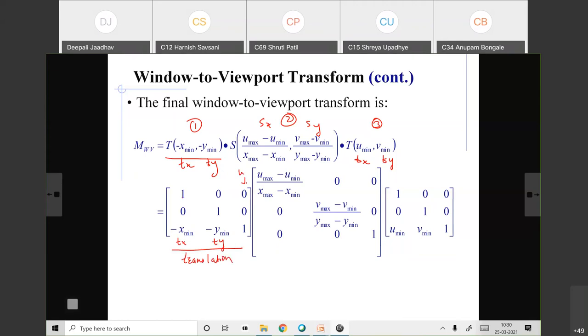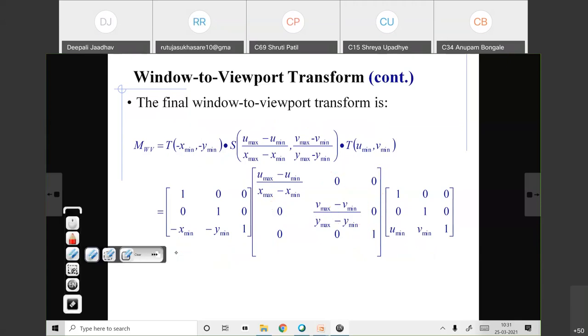Similarly, in the third step also we are going to perform the translation. So u min and v min are the values of tx and ty. And the scaling matrix has sx and sy, for scaling along the x axis and along the y axis, with 0 in the other positions. This is the standard scaling matrix in 2D with homogeneous coordinates. We put these values in this transformation matrix.